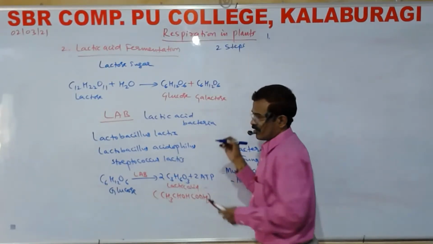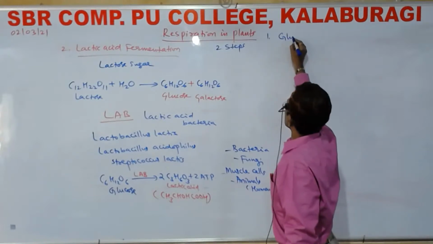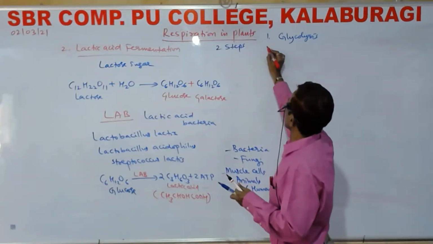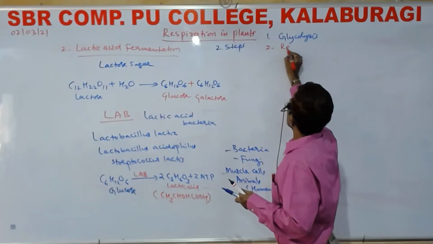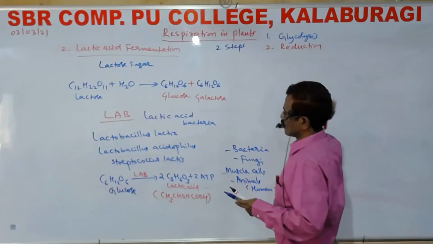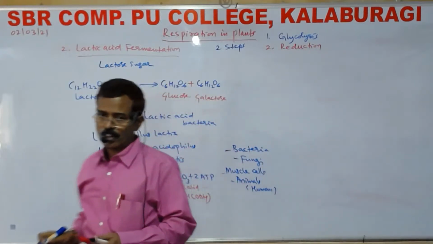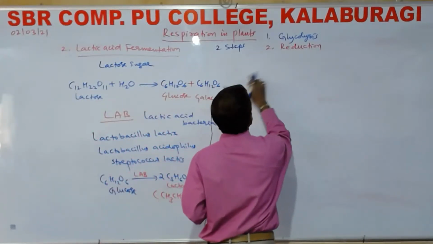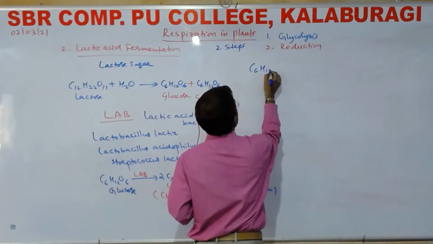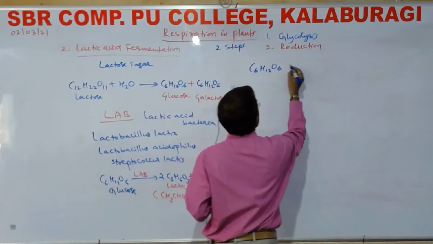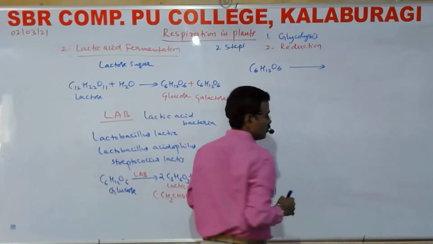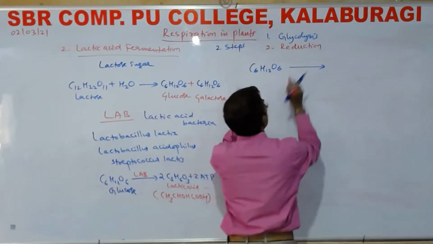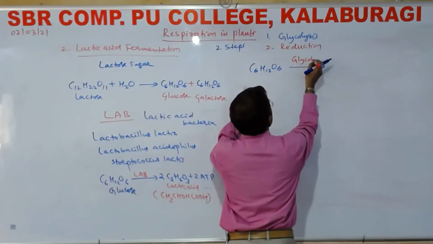The first one is glycolysis, and the second one is directly reduction. So first we will write the glycolysis reaction. In glycolysis, what happens? Glucose is partially broken down. So this is the glycolysis.